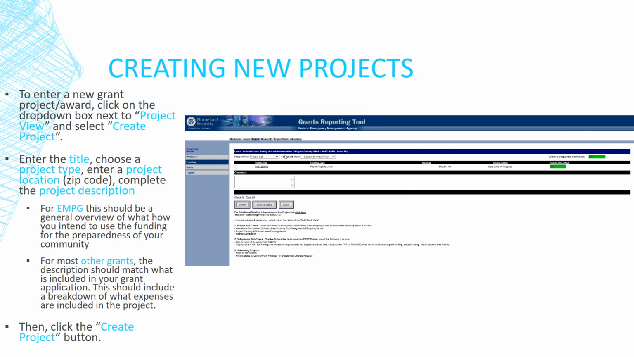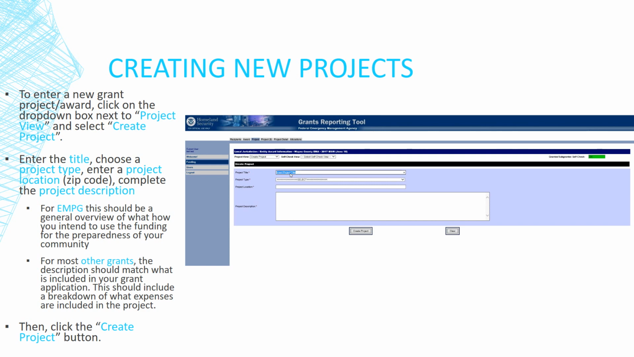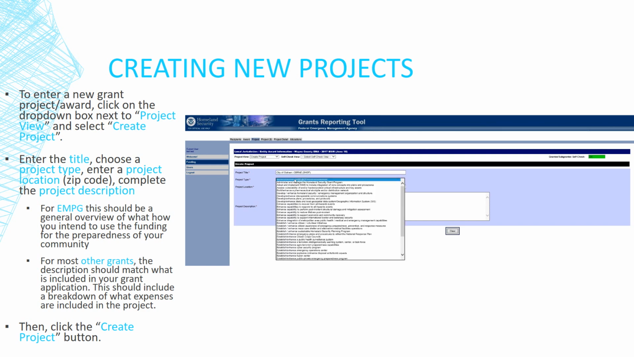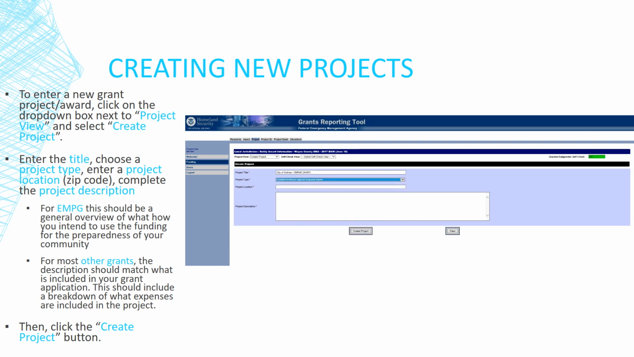To enter a new grant project or award, click on the drop-down box next to Project View and select Create Project. Enter the title, choose a project type, enter a project location or a zip code, and complete the project description. For EMPG, this should be a general overview of how you intend to use the funding for the preparedness of your community. And for most other grants, the description should match what is included in your grant application. This should include a breakdown of what expenses are included within the project. Then, when you are finished, click the Create Project button.